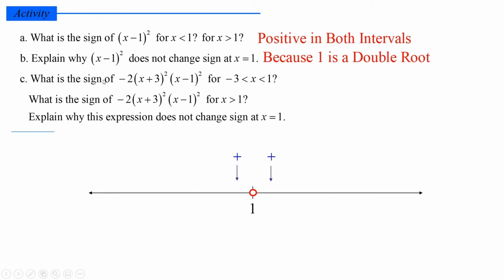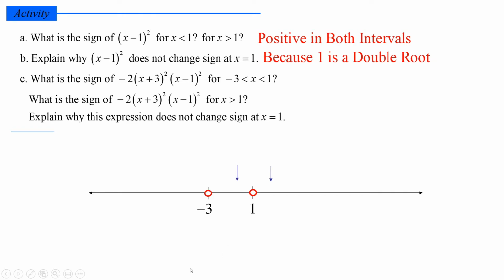So, what is the sign of, well, it looks like they're just adding a few more factors here. -2 times x plus 3 quantity squared times x minus 1 quantity squared, for the interval -3 is less than x and x is less than 1. Well, it looks like in this cubic, I have one more factor of x plus 3. So that means I have a root of -3. So let's put -3 over here somewhere. All right. And again, my intervals are all open right there, so I'm going to go open dot.